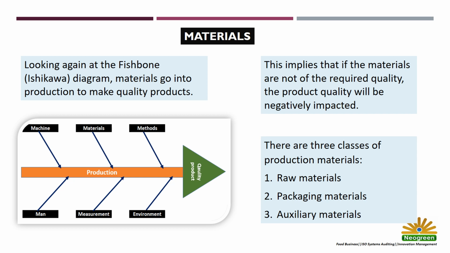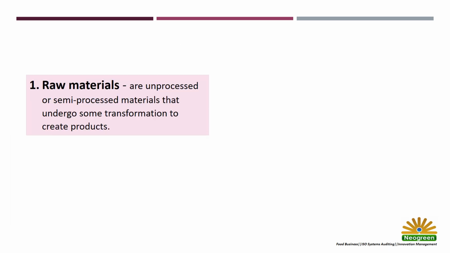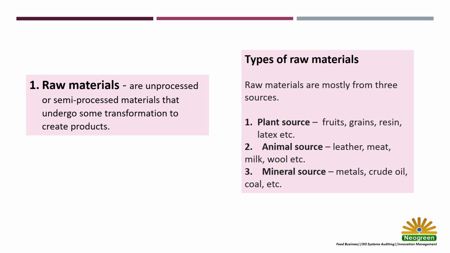There are 3 classes of production materials. 1. Raw materials. 2. Packaging materials. 3. Auxiliary materials. 1. Raw materials are unprocessed or semi-processed materials that undergo some transformation to create products.